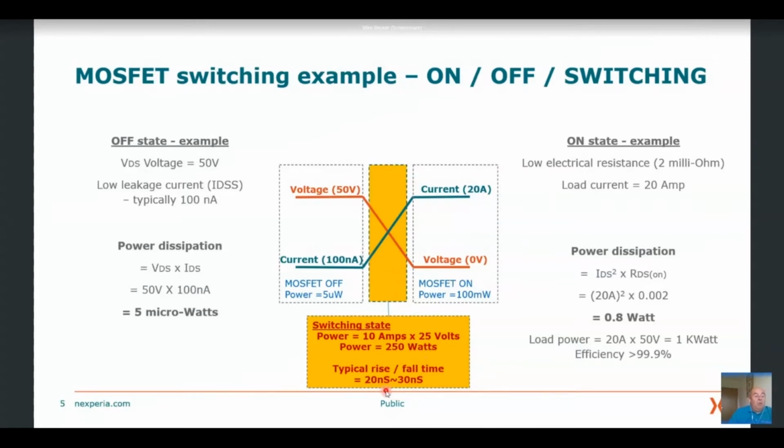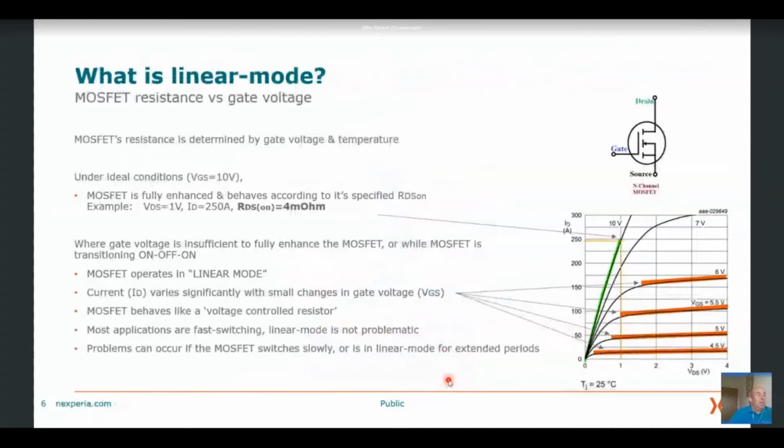Typically, this happens very quickly. So a few tens of nanoseconds to turn a MOSFET on or off. But in some applications, this switching time can be a lot slower. And that's what we're considering today.